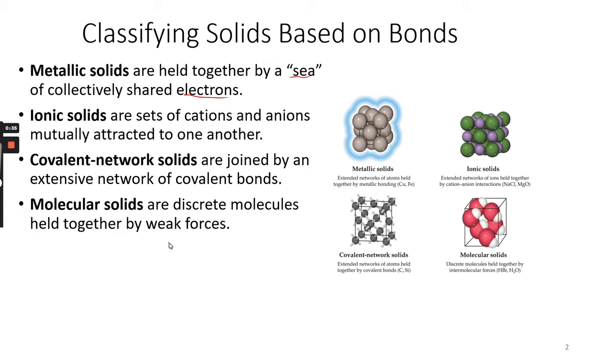Then there's covalent network solids, which are joined by an extensive network of covalent bonds, and that's this picture right here. So it's covalent compounds that form a crystal structure. And then there are molecular solids that are discrete molecules held together by weak intermolecular forces. So when we think of covalent bonding, this is normally what we're thinking about.